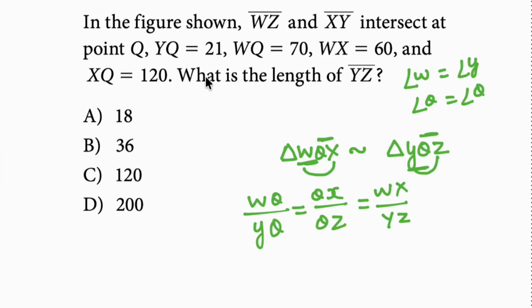Let's check what is given. So WQ is 70 over YQ is 21 is equal to, I have to find YZ. So this is not used, right? I can just delete it from the middle because only this side and this side are needed and we can solve this. WX is 60 and we have to solve for YZ. Okay, now let's solve for YZ.